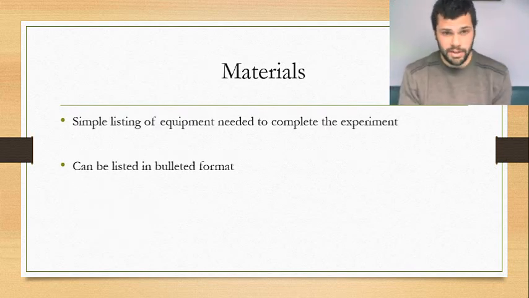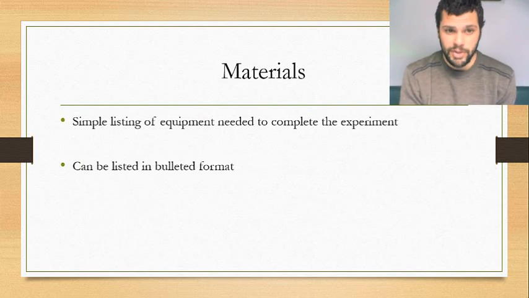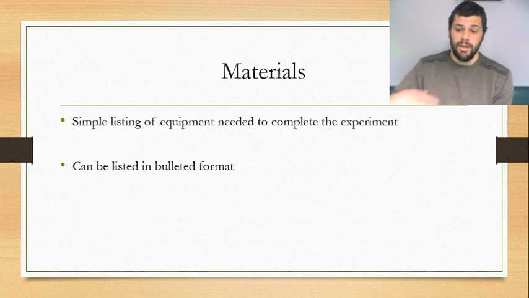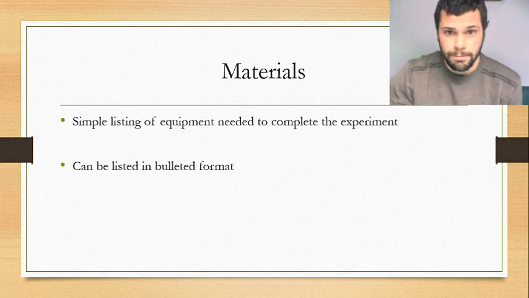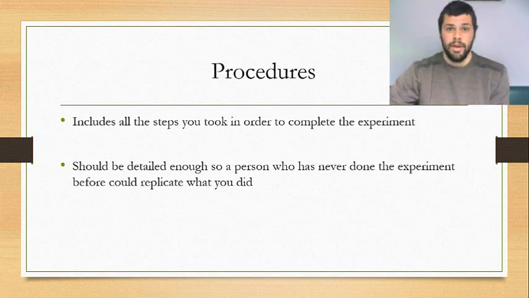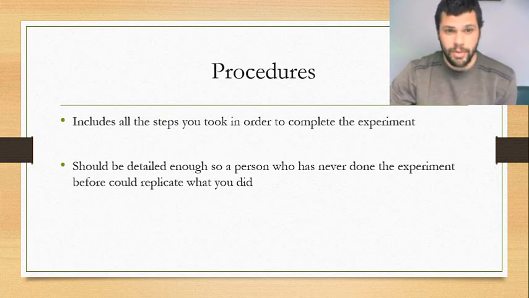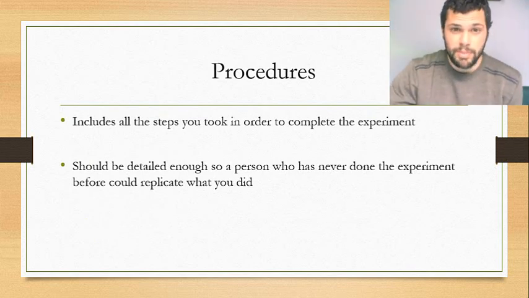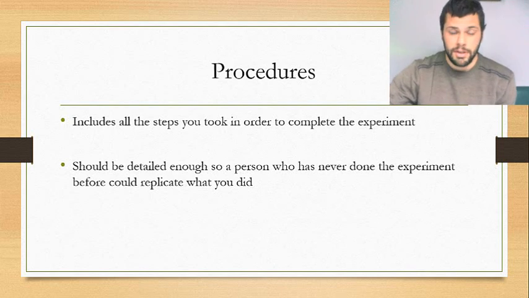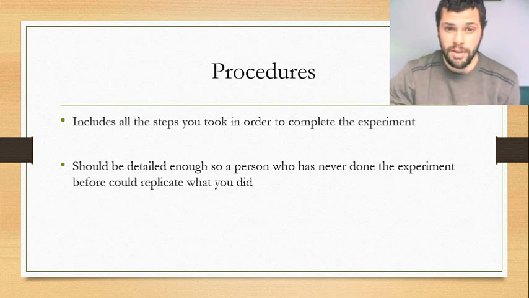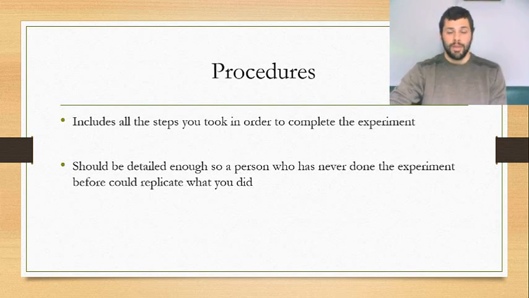The materials listing. This is a very simple section. All you need to do is list out the equipment you needed to complete the experiment. This can be listed in a bulleted format. The procedures section. This includes all of the steps you took in order to complete the experiment. This should be detailed enough so a person who has never done the experiment before could replicate what you did.